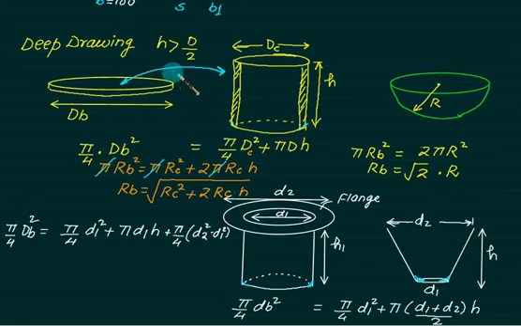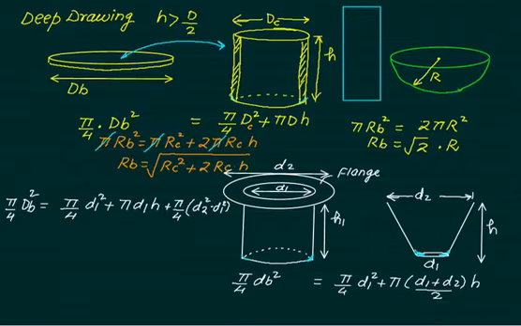For this, you have to require this number of stages. Suppose you are thinking that I will get the cup of this size. It's not possible in a single draw. For this, you require multiple draws. So how do you decide? You require multiple draws. So for this one, we have a limitation.